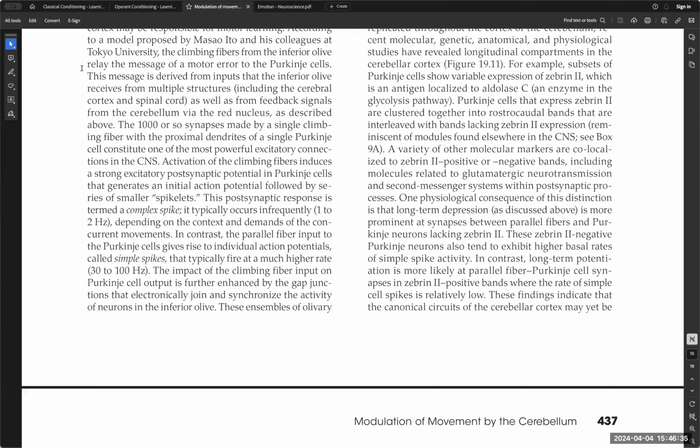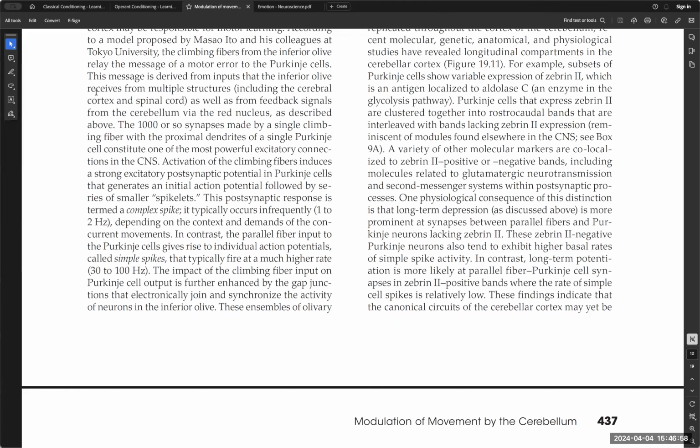So this complex spike is usually associated with the interaction of the climbing fiber with a Purkinje cell, and simple spikes between 30 and 40 hertz, as I mentioned, are related to the activity of the granule cell interacting with the Purkinje cell. Is that clear?